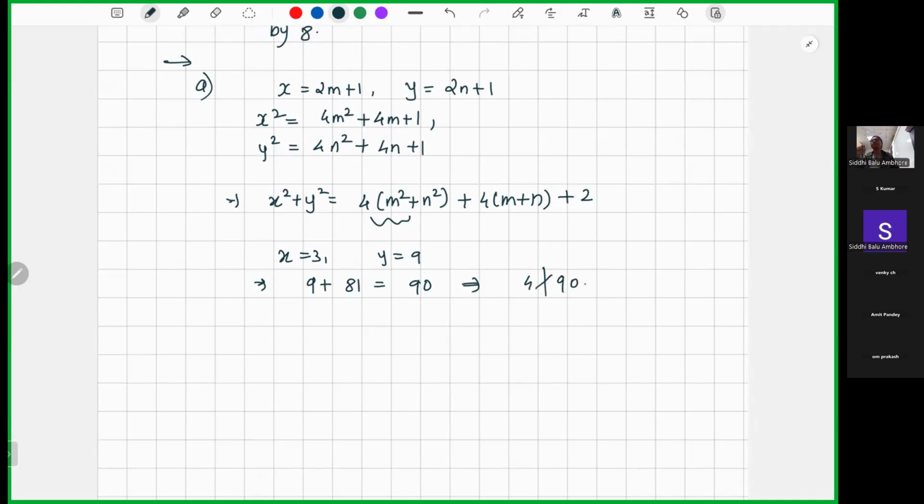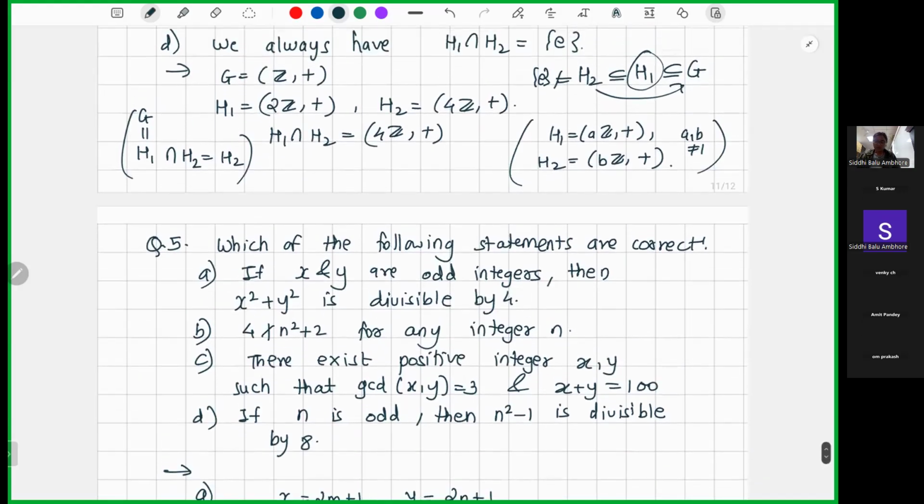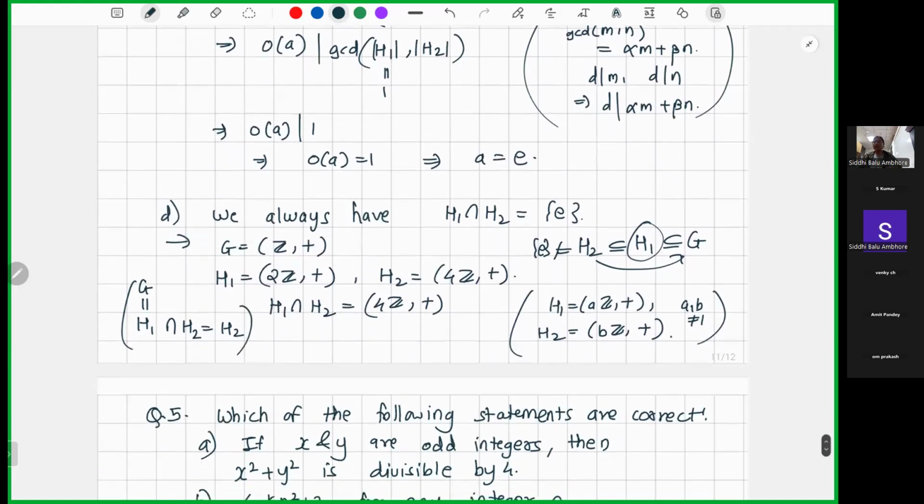Is this okay? There will always be the identity element in this. Yes, sorry, I just saw your query now in the chat. Always we have that the identity is contained in H1 intersection H2. But what they are asking is for equality, whether this H1 intersection H2 is equal to identity or not.